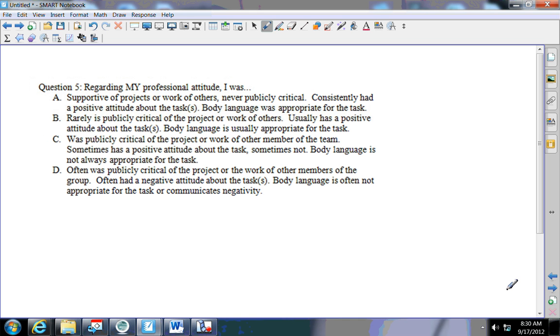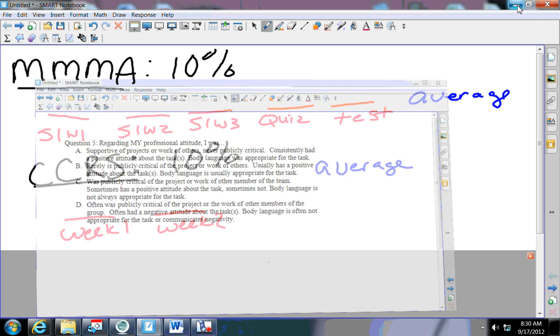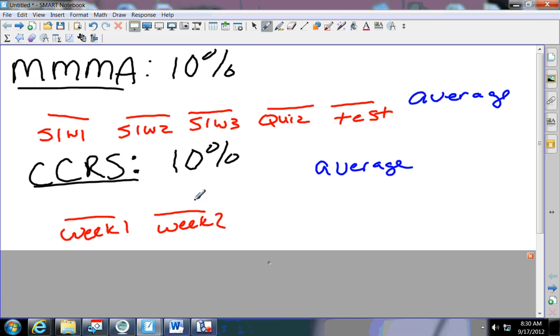And the last one is question 5. Okay? So these are the things that I'm looking for. I'm going to take these 5 questions and average them together to get your weekly grade. Your weekly grade is going to be right here labeled in the grade book. And all these, week 1 through 6 in a 6 weeks, will all be averaged together for the other 10% of your grade.